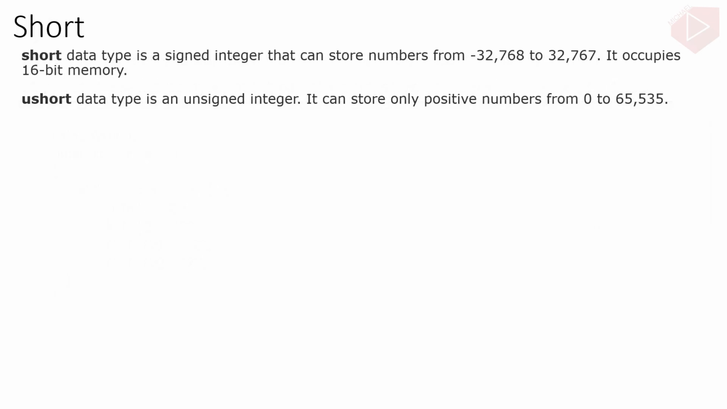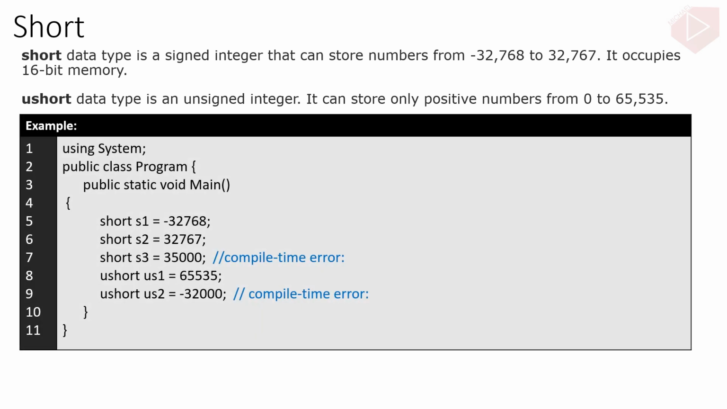The short data type is a signed integer that can store numbers from -32,768 to 32,767. It occupies 16-bit memory. The ushort data type is an unsigned integer. It can store only positive numbers from 0 to 65,535. In the following example, lines 7 and 9 will get a compile time error because their value is beyond its capacity.